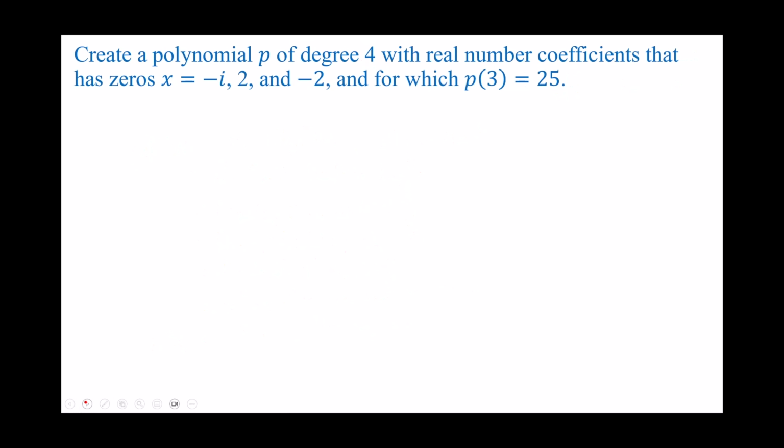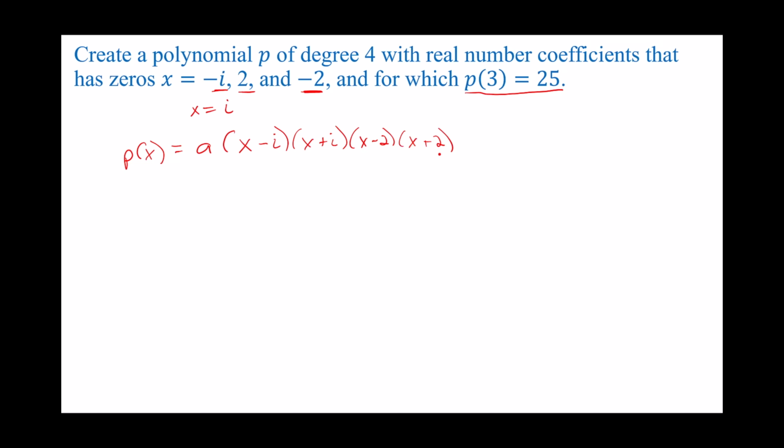Let's do one more example. Create a polynomial p of degree 4 with real number coefficients that has zeros negative i, 2, and negative 2. So the non-real number there is negative i, so x equals positive i will be another zero. So to create this polynomial, we know we have a leading coefficient. We don't know what it is. We'll have to use the p of 3 equals 25 to figure out the leading coefficient at the end. And then each of my factors, I have x minus i, x minus the negative i, x minus 2, and x minus a negative 2.